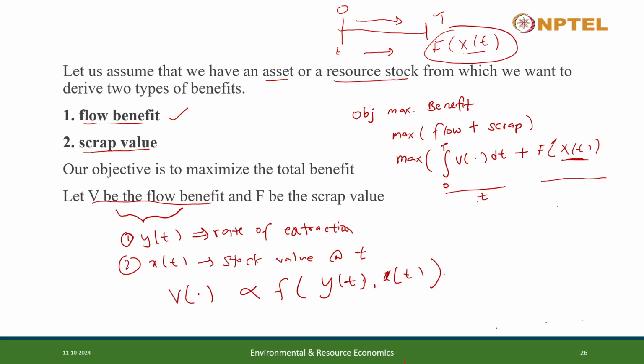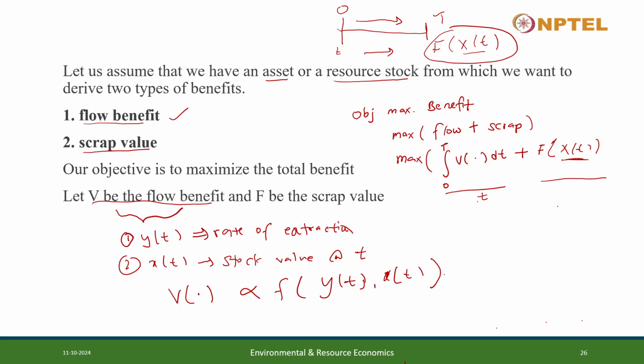No, I am trying to visualize. For example, we are using a coal-based thermal plant, and we have been extracting coal and generating power, and that is a flow benefit. I understand perfectly. Let us say after 50 years the coal got exhausted, and what is left is ash, which is a useless thing. I am assuming that is the scrap. No, that is not the case.